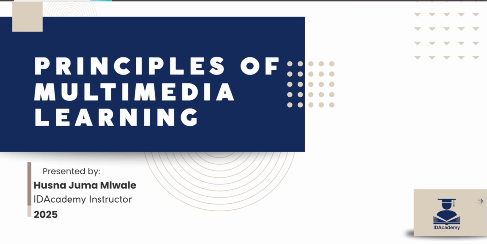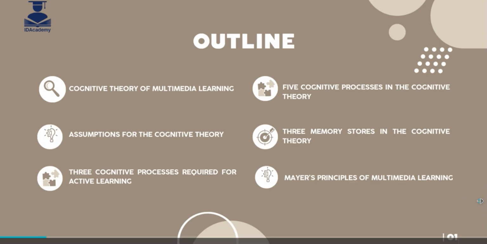Today we are going to learn about principles of multimedia learning. We are going to see several concepts including the cognitive theory of multimedia learning, 5 cognitive processes in the cognitive theory, assumptions for the cognitive theory, 3 memory stores in the cognitive theory, 3 cognitive processes required for active learning, and Mayer's principles of multimedia learning.